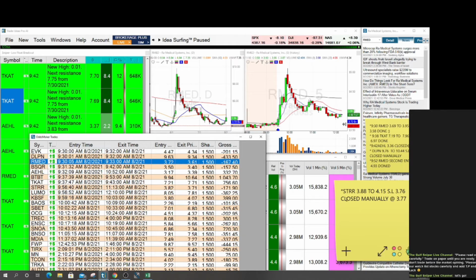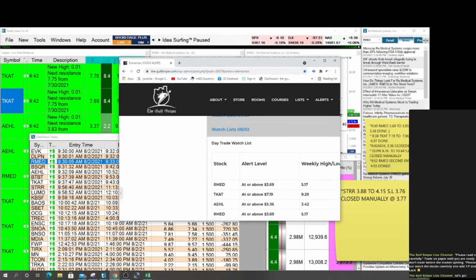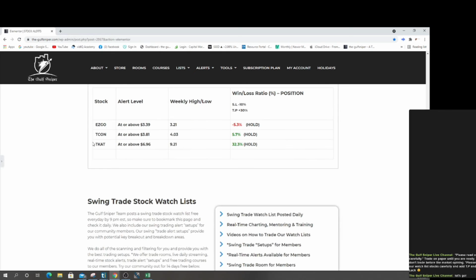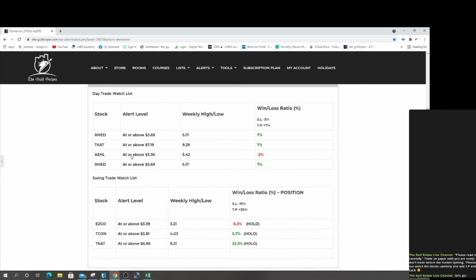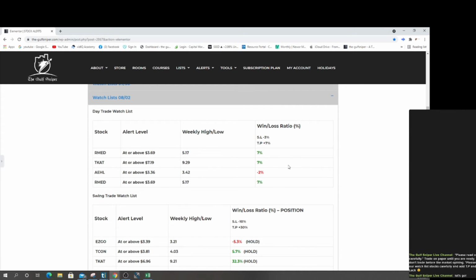And last one but not least on our live opportunities was STRR, and I closed it manually with, I believe, maybe another -1. So this is the result of our trading. These are live with our traders. So we got 7%, then TKAT 7%, then -2 here, then RMED another 7%. So 21 minus, it's 19%.